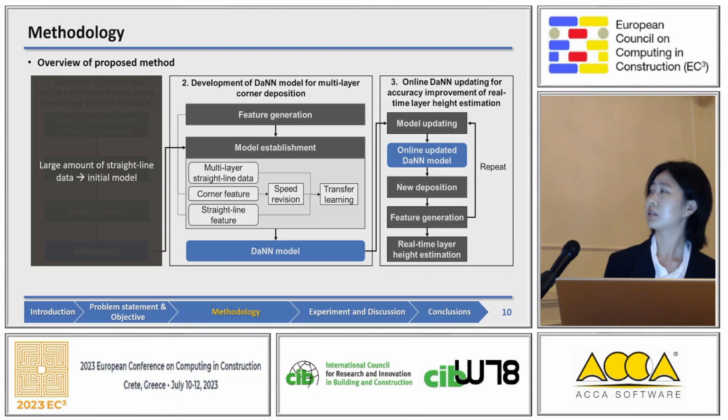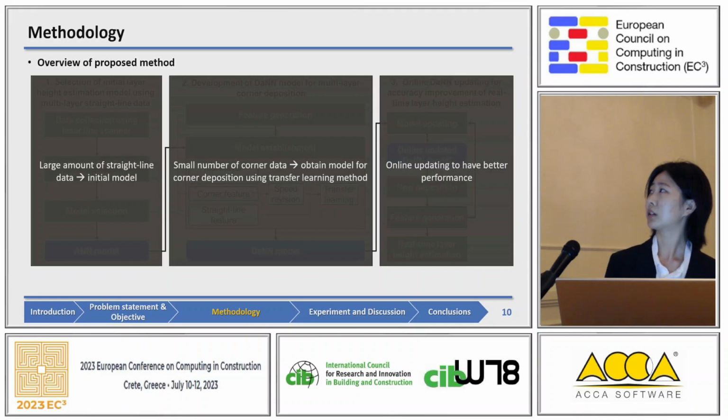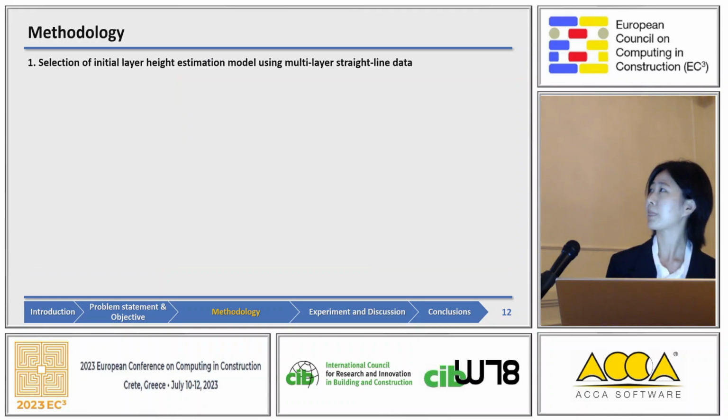And then because the experiment is very expensive, we want to use a small number of corner data to obtain a model for corner deposition using a transfer learning method. And then, to better improve the performance, we want to do online updating of the geometry estimation model.